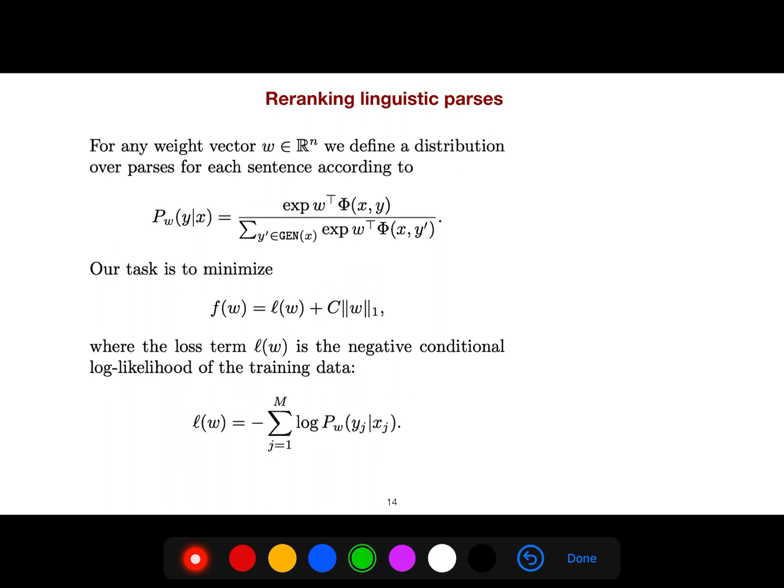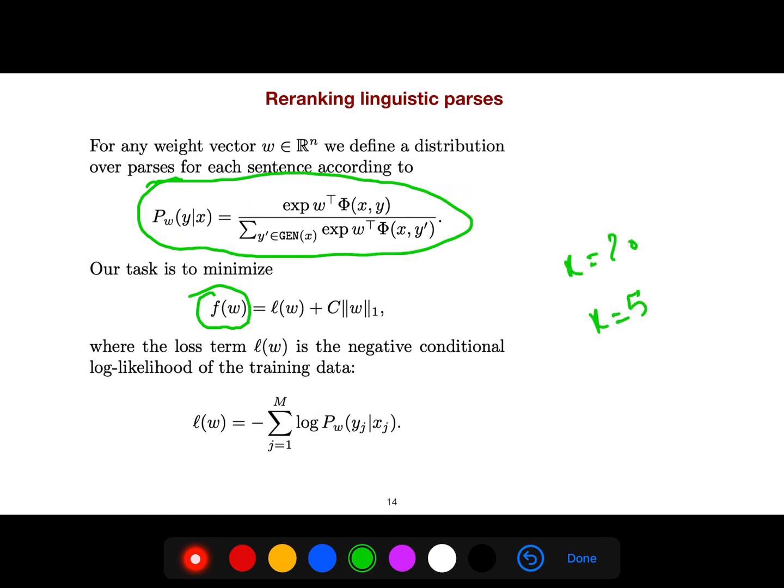So we define a distribution over parsers for each sentence according to this familiar log linear model. Our task is to minimize this objective function and this loss, where the loss term is the negative conditional log likelihood. If you look at the denominator, the total number of parses is just k equal to 20 or maybe 50. You take the 50 best parses. And what is important for you is learning these parameters omega. After learning, we have access to this probability.